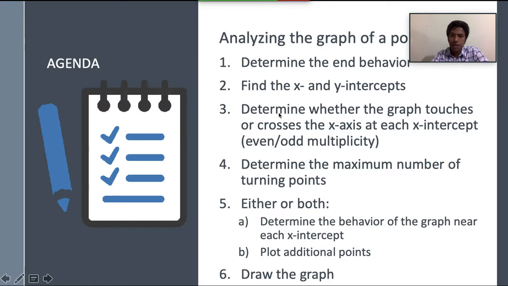to our previous class. Determining the end behavior, x and y intercepts, determining whether the graph touches or crosses the x-axis at x-intercepts, like multiplicity. From multiplicity it will come. Determining the maximum number of turning points, it will come from the highest power or the degree. Then either or both, determine the behavior of the graph near each x-intercept, plot additional points, and draw the graph. These are the steps that we will need to follow to draw the entire graph correctly.